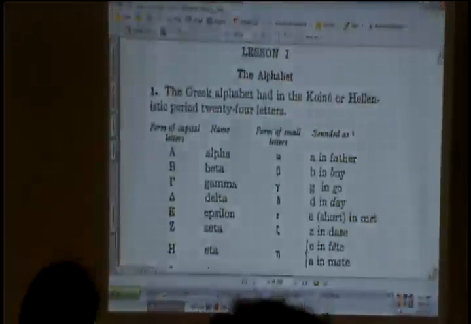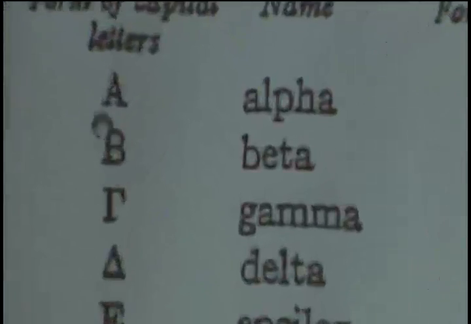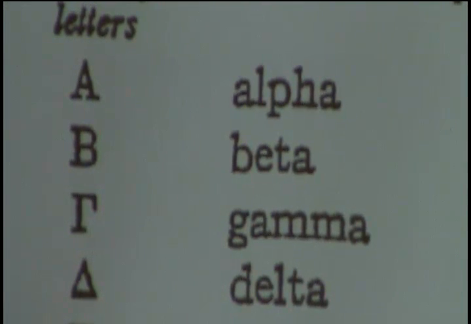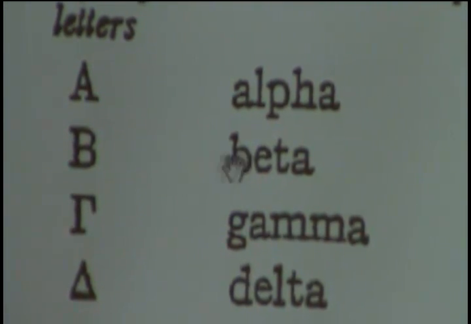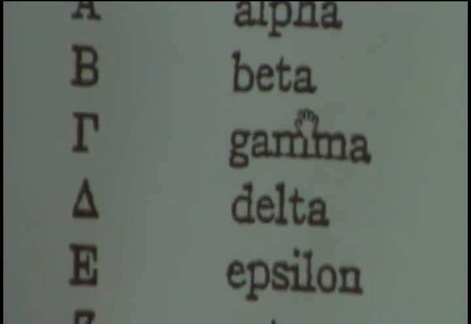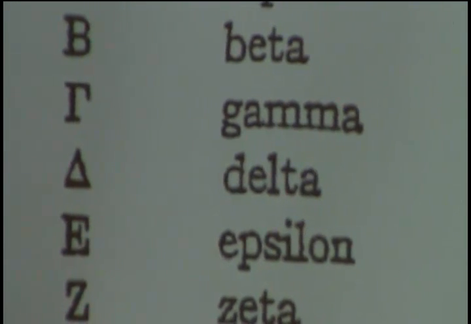All right, notice the alphabet. It's important that everyone in the class understands the alphabet perfectly. Let's say the letters together. Now that A is alpha. Say alpha. Alpha as in father. And then B is beta. Say beta. B as in boy. And then this is gamma. And notice how its capital is this way and the small letters are this way. This is D for delta, like in day. And then epsilon. Epsilon, like in fate or mate.